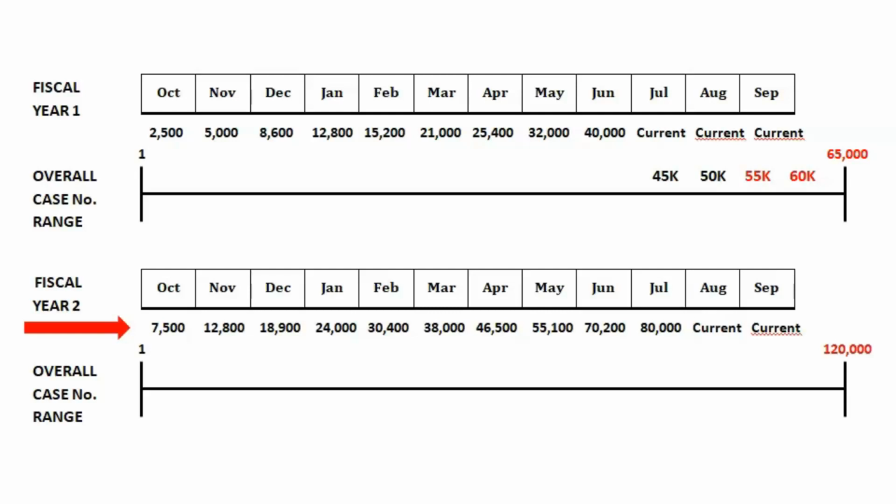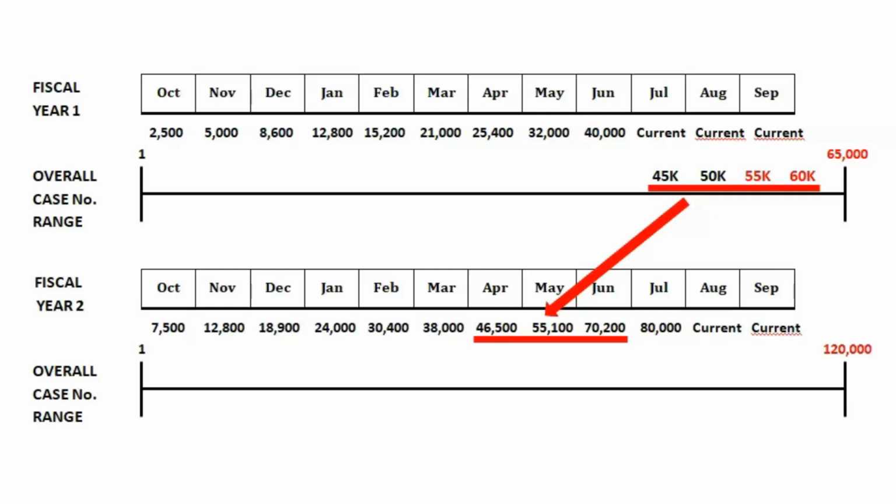Moreover, in our first diagram, case numbers close to 65,000 had their time of interview around the final quarter of the fiscal year, whereas in the second scenario, those same case numbers now have their time of interview somewhere earlier in the fiscal year. This is simply because the overall case number range in the second scenario is more extensive than in the first.